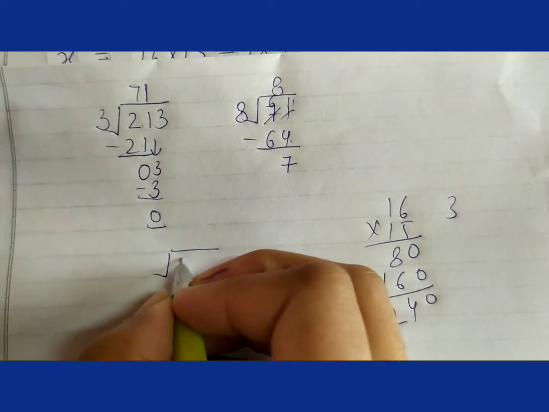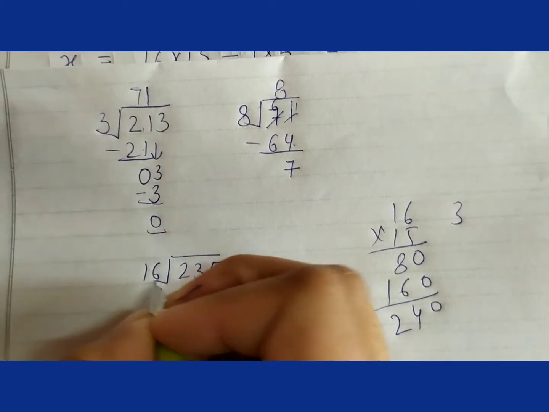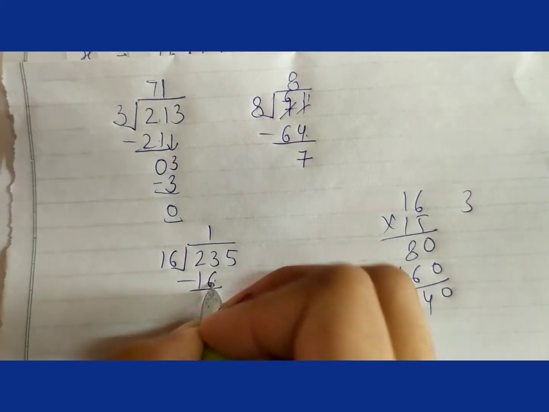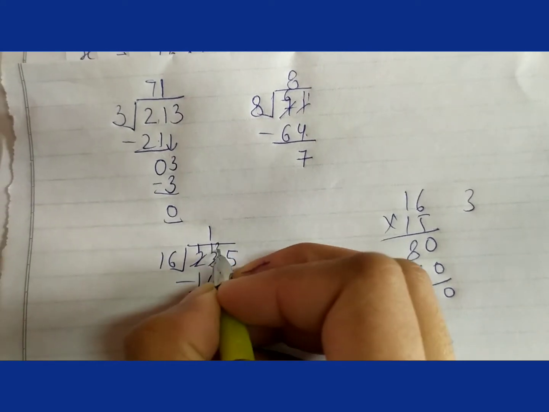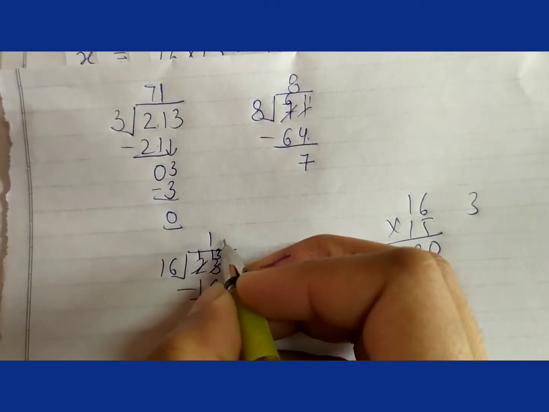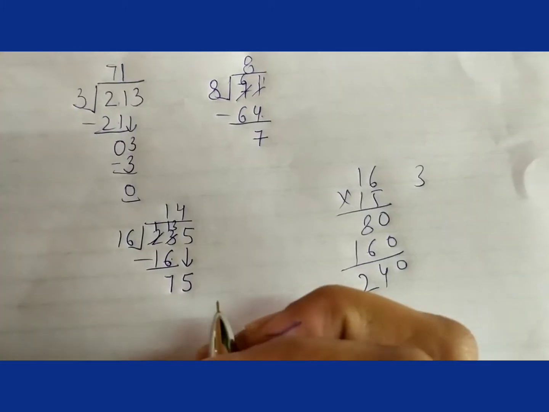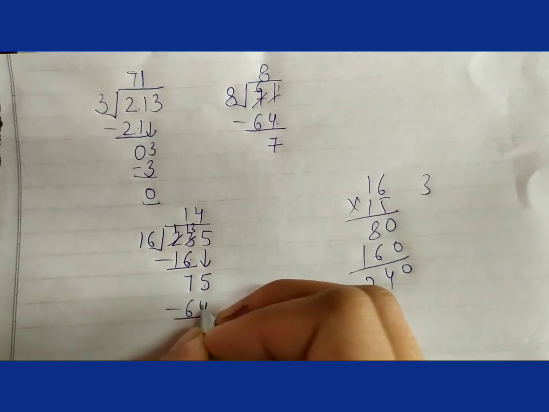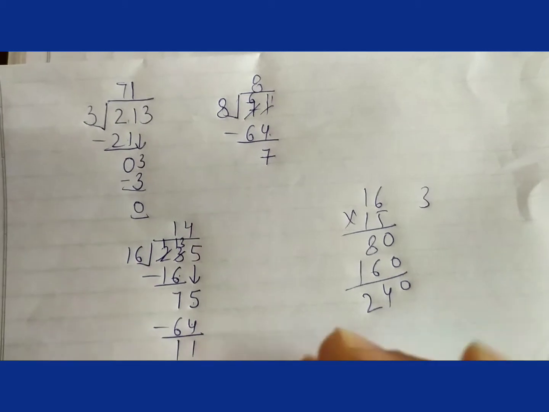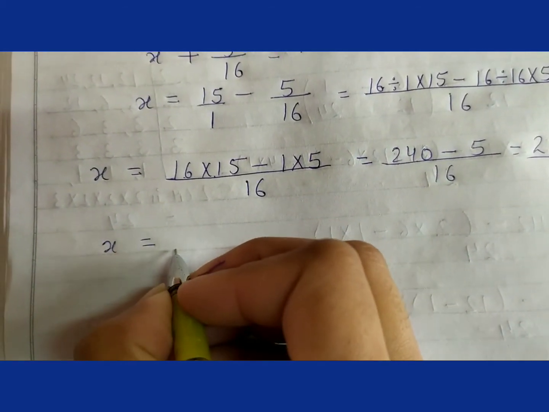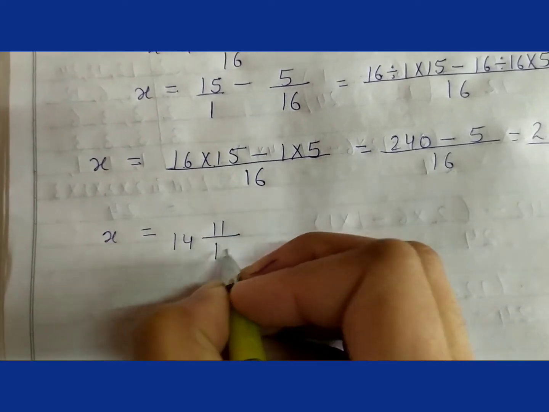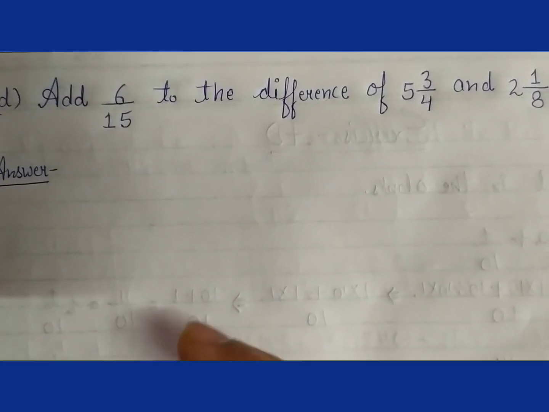Write 235 divided by 16. 16 ones are 16. 3 minus 6, 3 is smaller than 6, so borrow 1 from the 2. 13 minus 6, 7. Write down 5. 16 4s are 64. 5 minus 4, 1. 7 minus 6, 1. Your mixed number x equal to 14, 11 upon 16.